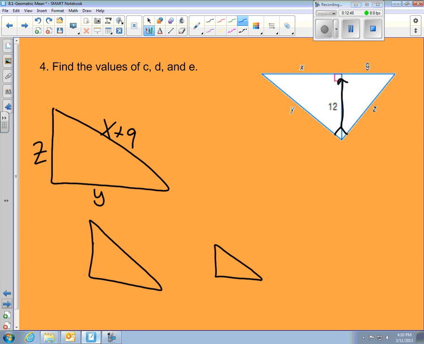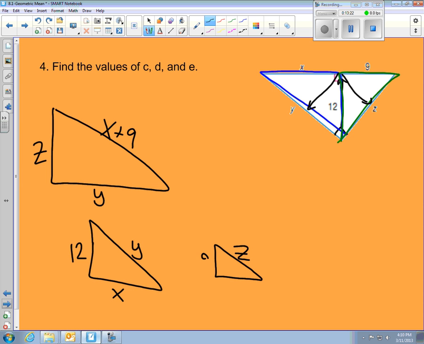All right, if we're going to look at our medium-sized triangle, we have our hypotenuse, which is right across from that right angle. So our hypotenuse is y. Here we go, our short leg is going to be 12, and our long leg is going to be x. If you're not sure about the sides, watch where you put your other stuff and make sure that you're not putting numbers in the same spot. And our small triangle, 90-degree angle, so that means our z is our hypotenuse. Our short leg ends up being 9, and 12 is our long leg.